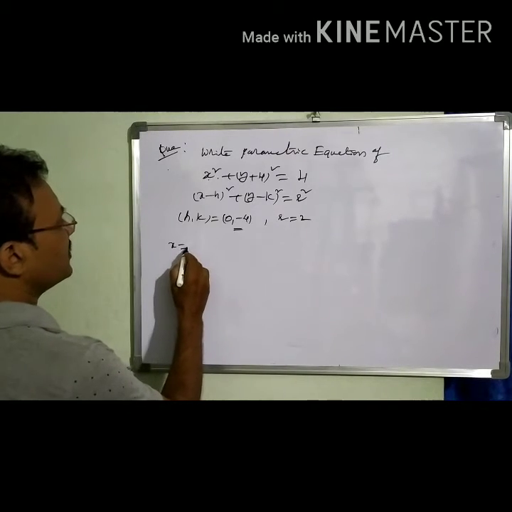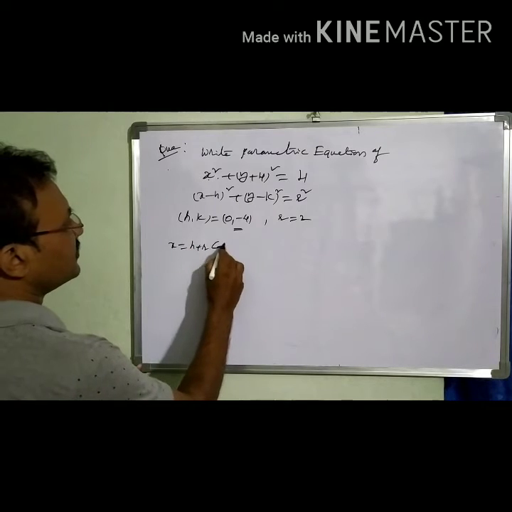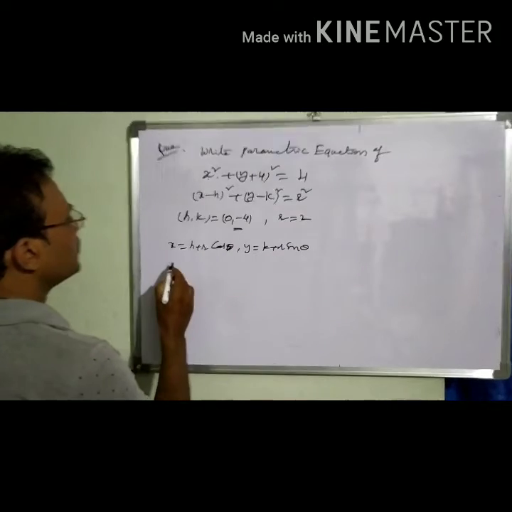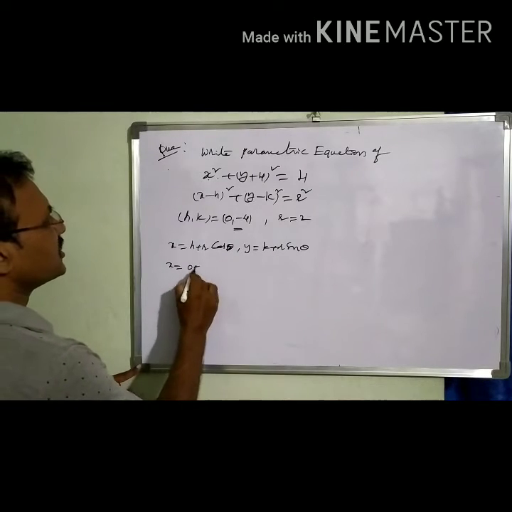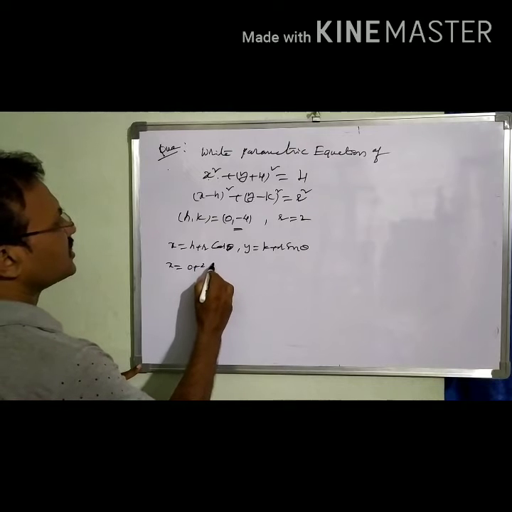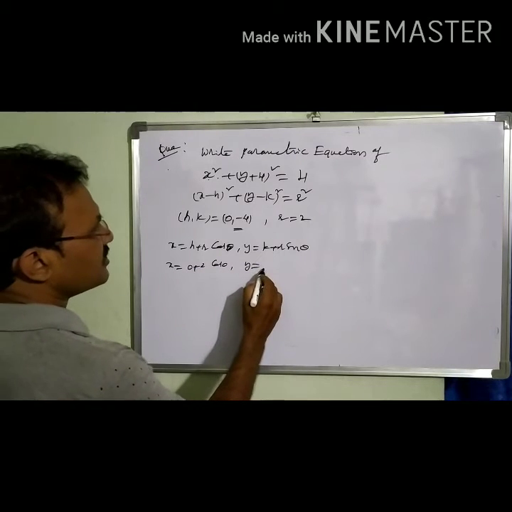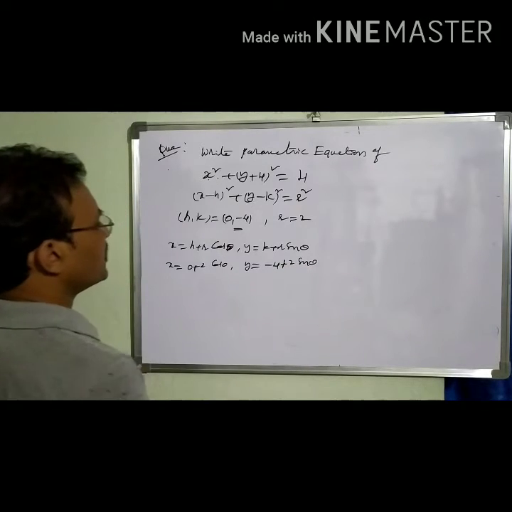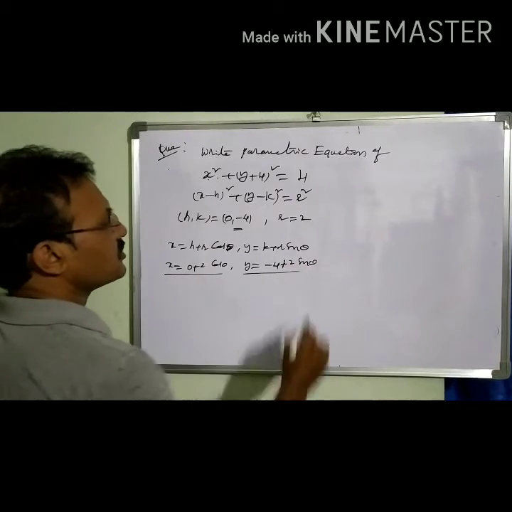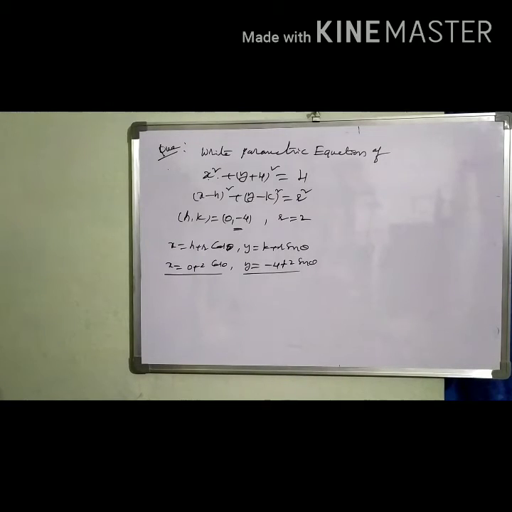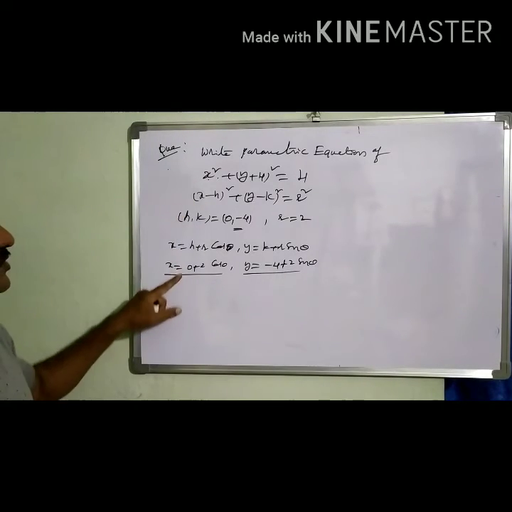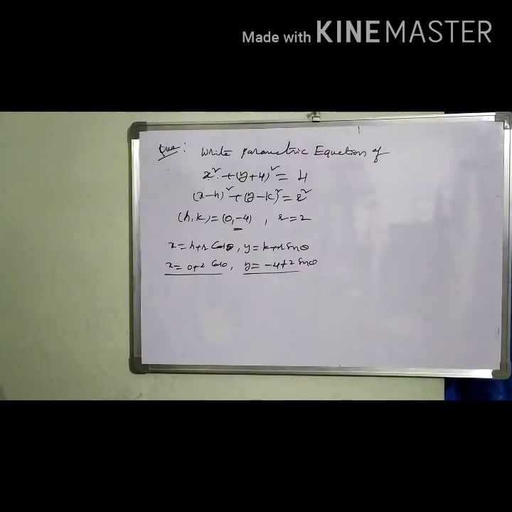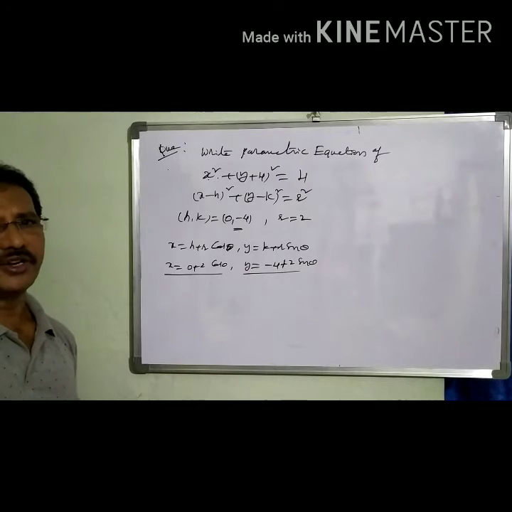What is the parametric equation? X is equal to h plus r cos theta, y is equal to k plus r sin theta. Therefore, x is equal to, here h means 0 plus r means 4 cos theta, comma y is equal to k means minus 4 plus r means 4 sin theta. This is the parametric equation. X is equal to 4 cos theta, y is equal to minus 4 plus 4 sin theta is the parametric equation. So from the given analytical equation we change it to a parametric equation, and from a parametric equation we can also change into an analytical equation by eliminating a parameter.